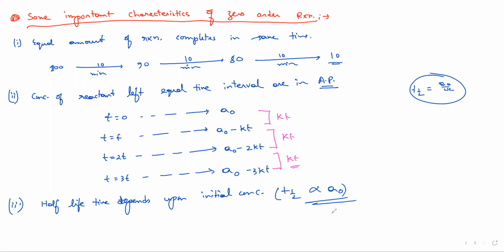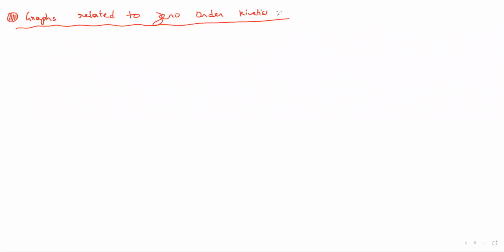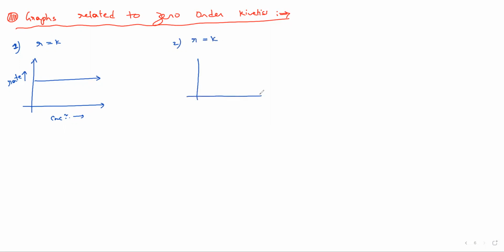Okay. Next, graphs related to zero order kinetics. Look, rate equals K. In this case, rate versus concentration. What should be the rate versus concentration graph? A straight line, which is parallel. Next, rate versus time. Is there any relationship between rate and time? No relationship.